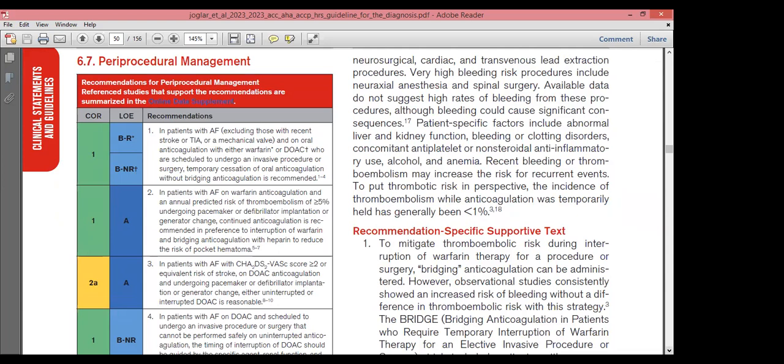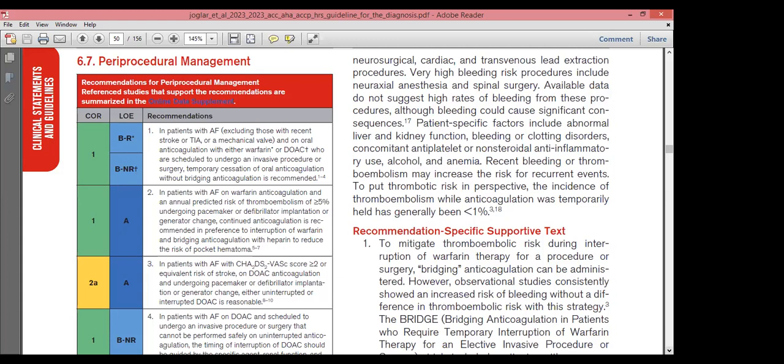So, class 1 recommendation in patients with AF, excluding those with recent stroke, TIA, or mechanical valve. In patients with AF and on oral anticoagulation, either warfarin or DOAC, who are scheduled to undergo an invasive procedure or surgery, temporary cessation of oral anticoagulation without bridging anticoagulation is recommended.